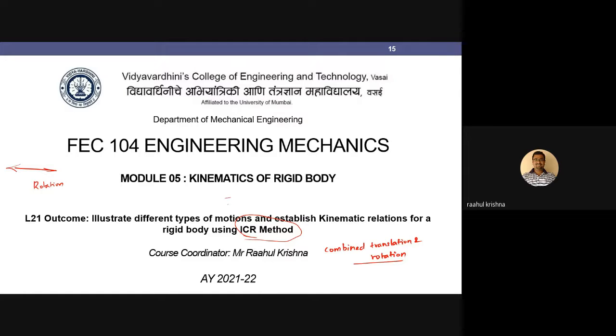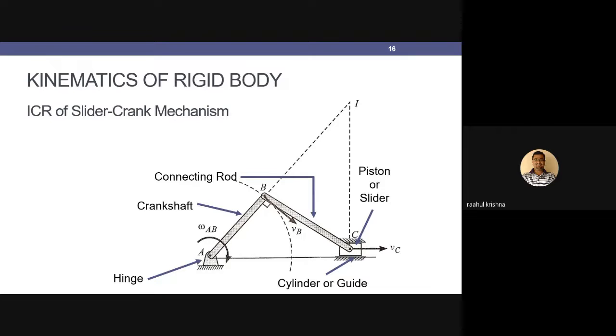Now, let me take the example of a slider crank mechanism. Today we'll see how to find the ICR for the connecting rod of the slider crank. Like my example from yesterday, if I correlate this with the engine's crankshaft, the engine's connecting rod has a piston setup. That is basically called a slider crank mechanism.